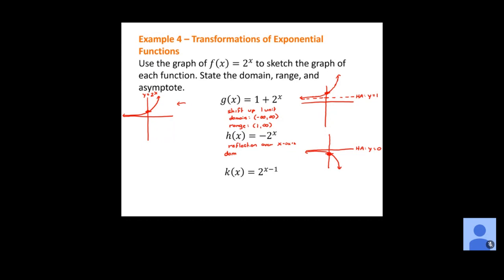Okay? So all of our exponential functions will have a positive base, and then the negative out front is not part of the base. That just gives us a reflection now. Does that answer your question? Okay.